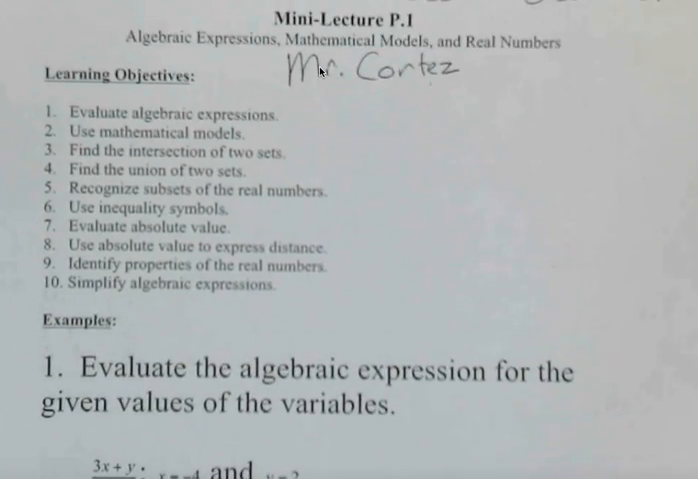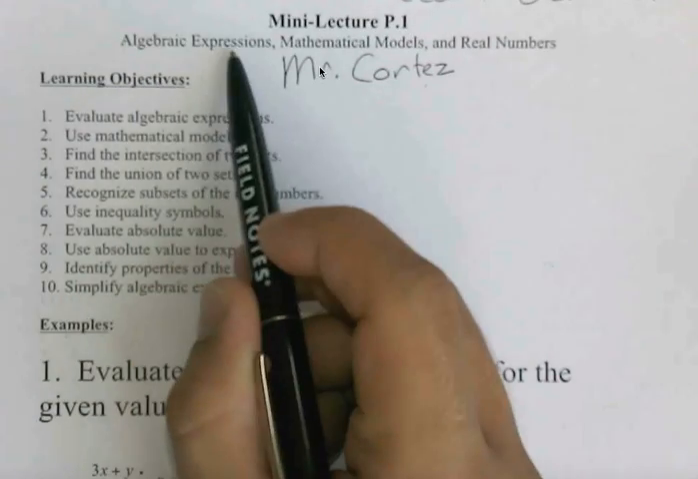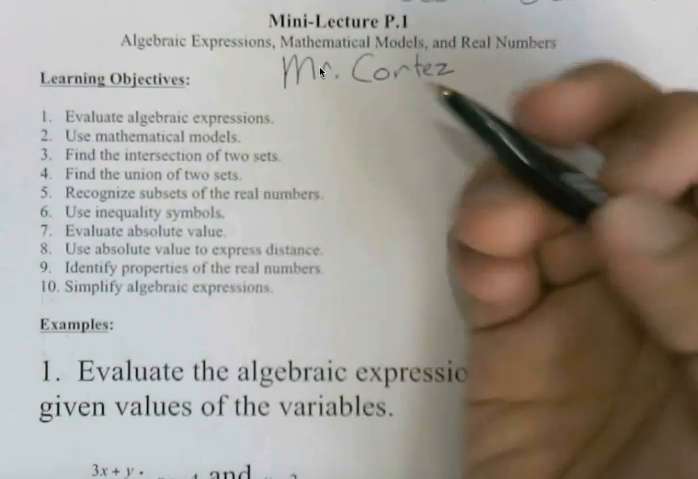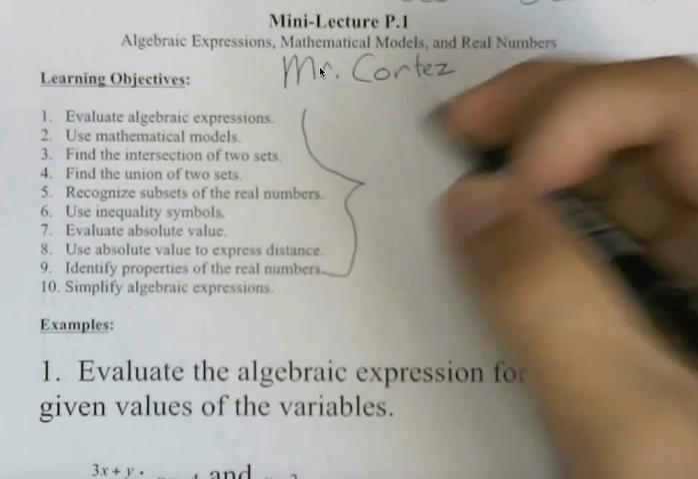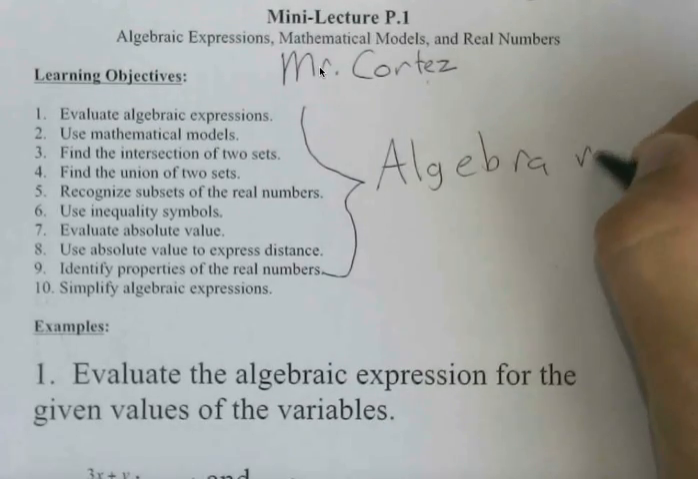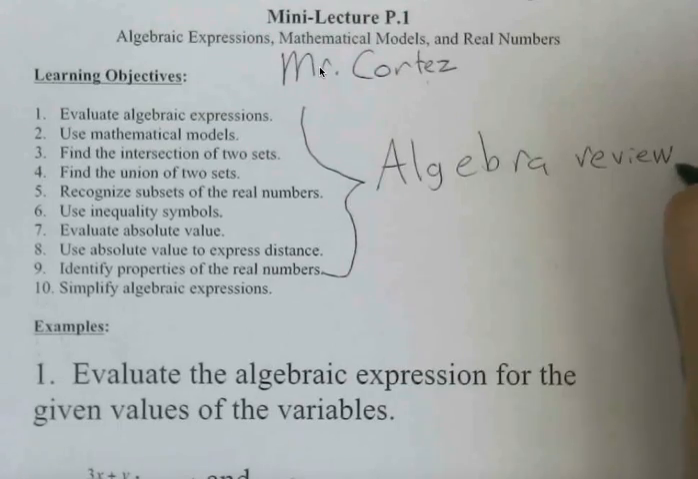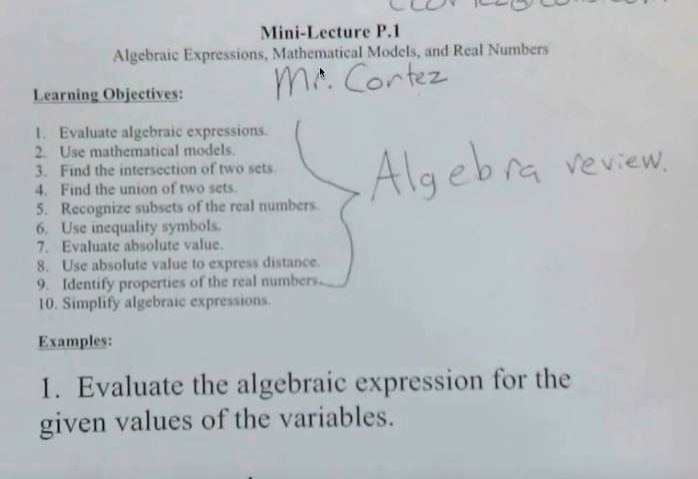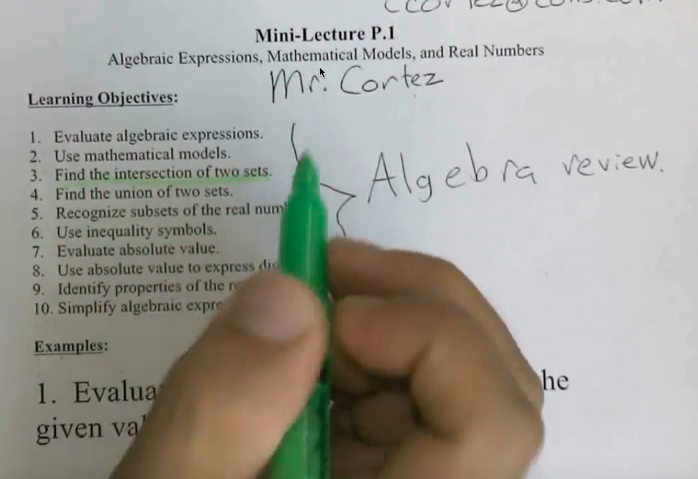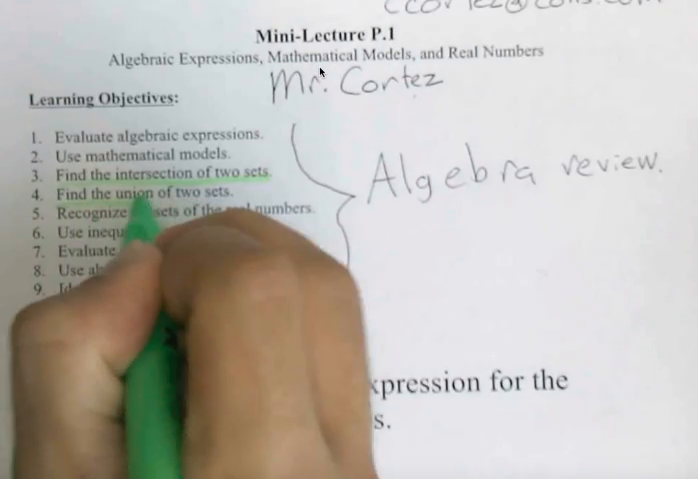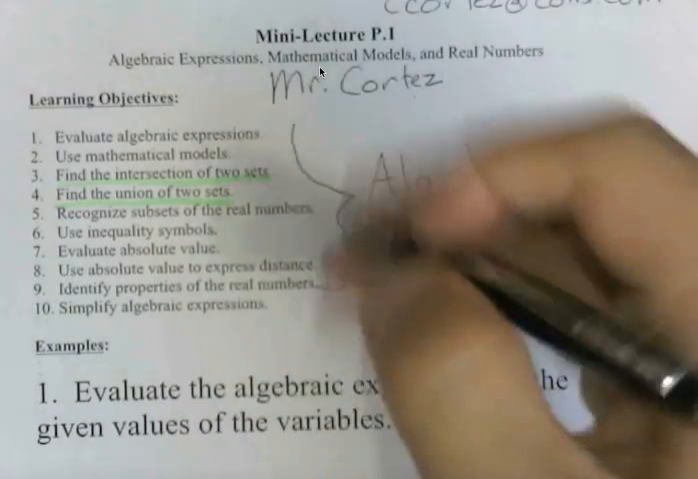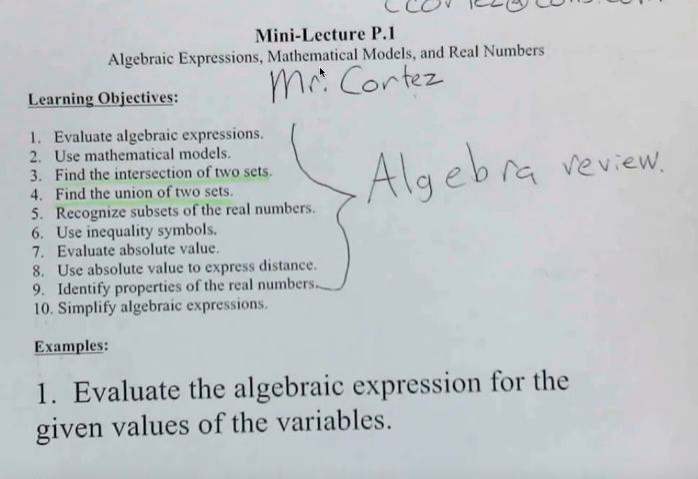All right, so with this first section, dealing with algebraic expressions, mathematical models, and real numbers, all of these objectives here are nice if you want to copy them, but truly this is going to be a bit of an algebra review. The main two things that are new that you probably have not seen are going to be finding the intersection of two sets and also finding the union of two sets. And that one isn't too bad, so we'll get there. So these are our objectives. If you think they're going to help you keep organized, definitely copy them down.